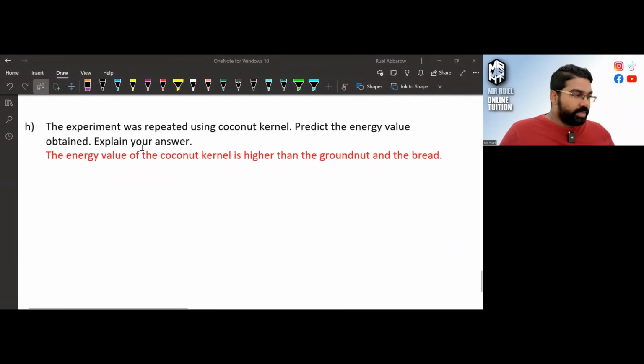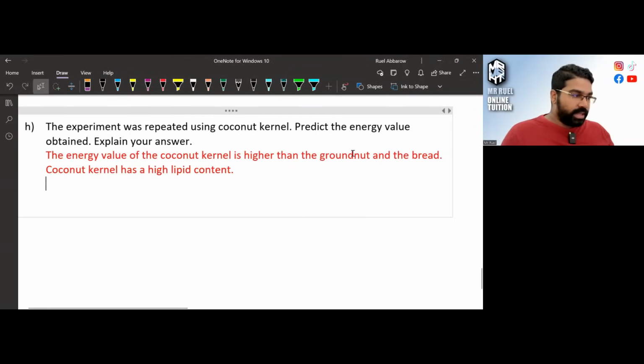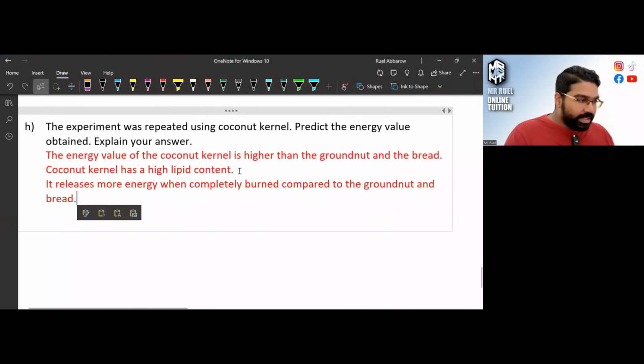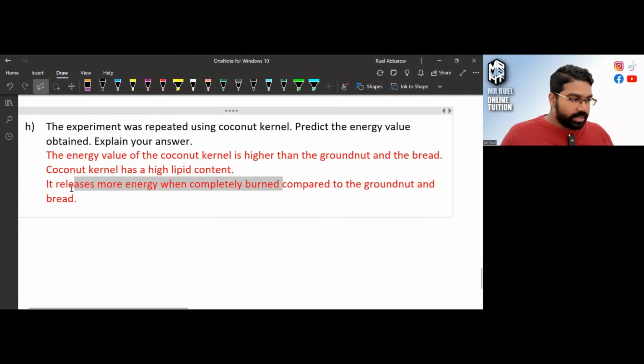That's because the coconut kernel has a high lipid content. And so it will release more heat energy when completely burnt. This is important. It releases more heat energy when completely burnt compared to the groundnut and the bread. Done.